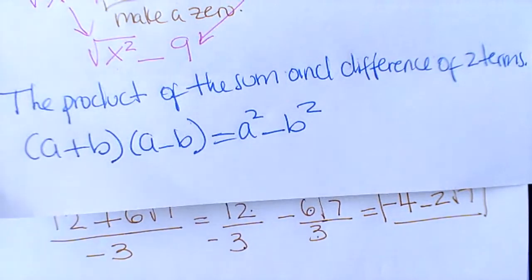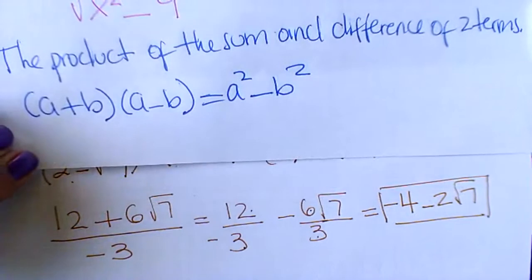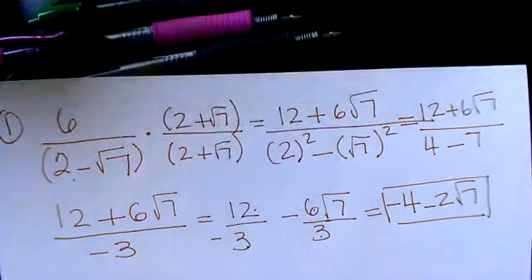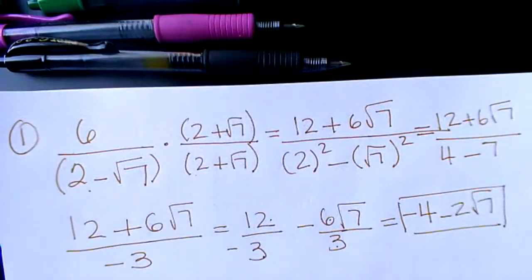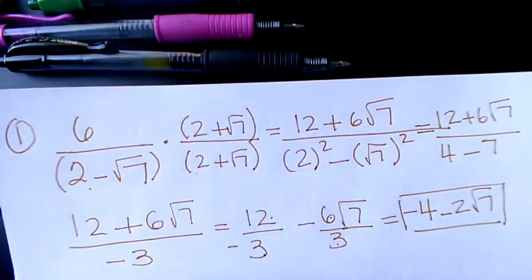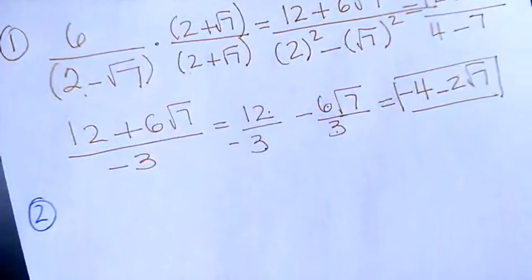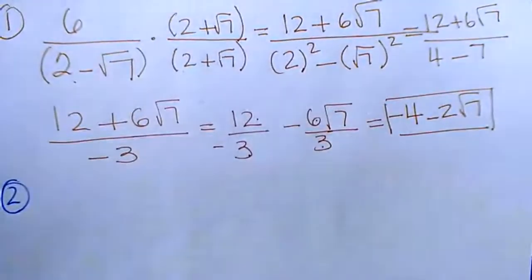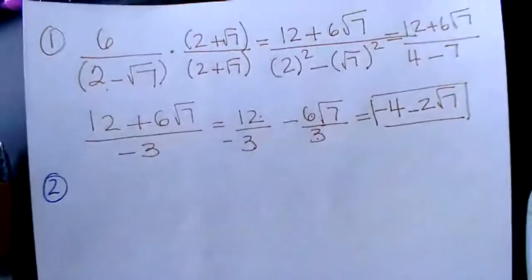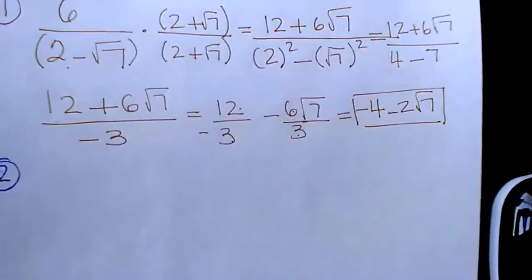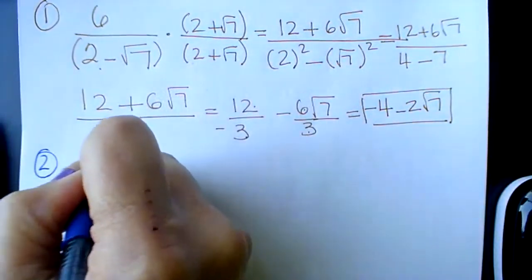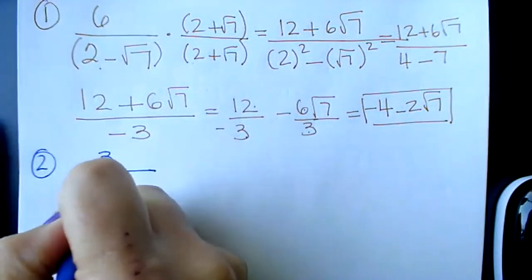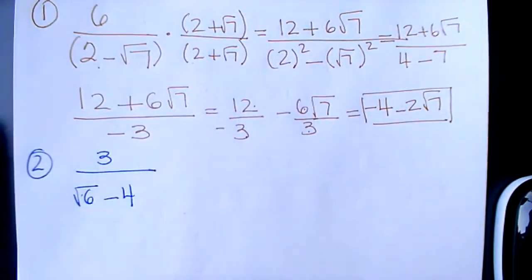The next one, I could do it and we multiply, so you guys get used to both. This is a lot faster. Now, let me do the next one. There we go. So this is 3 divided by square root of 6 minus 4.